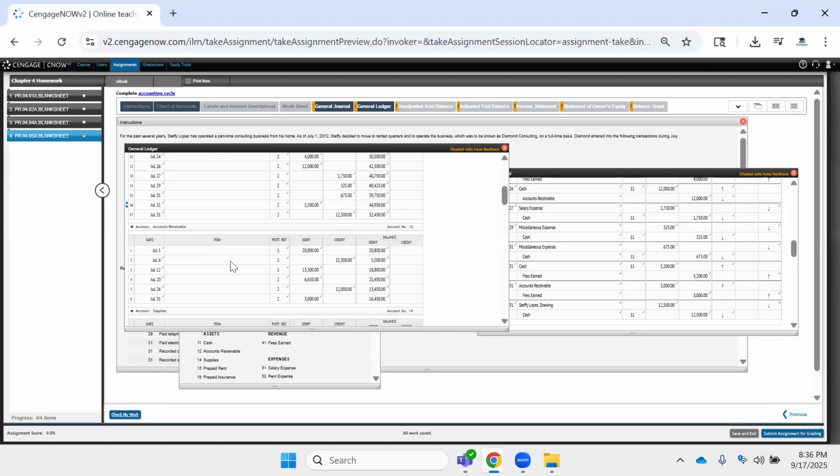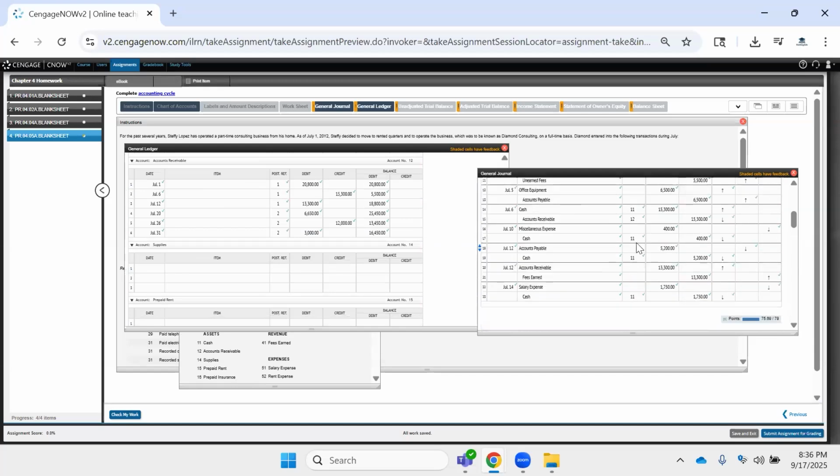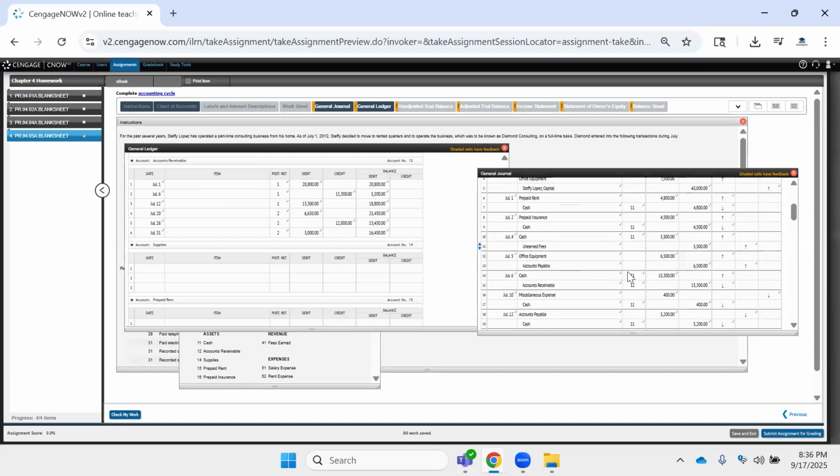And we can check our work to ensure that we're correct. Great. And we just have to make sure that all of our posting references for accounts receivable are in the general journal.